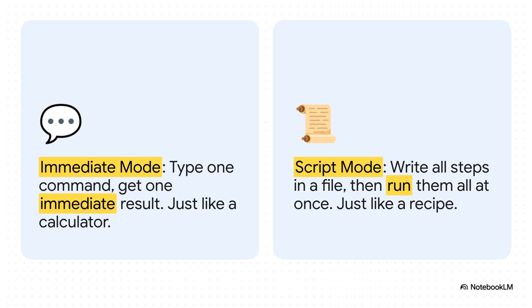Now, in Python, there are basically two main ways we can give these instructions. The first is what we call immediate mode. Think of it like using a calculator. You type one thing in, like 1 plus 1, and you get an immediate result back: 2. Simple.